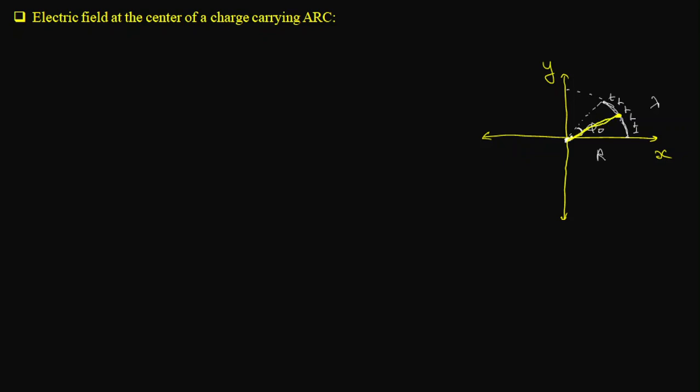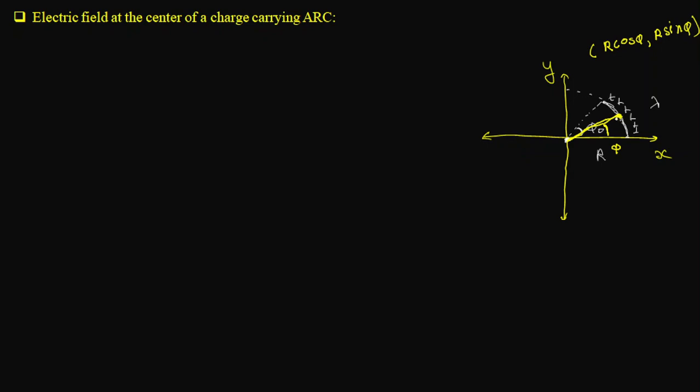So what will be the distance of this point from the origin? It will be r, because the radius of the arc is r, and let's say this angle is phi. So what will be the polar coordinate of this point? It will be r, phi. And if we want to write it in rectangular coordinates, x equals r cos phi and y equals r sin phi. In this case this arc is lying on the xy plane, so z will be 0.